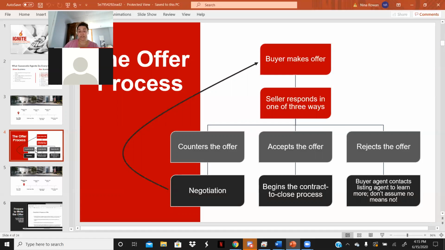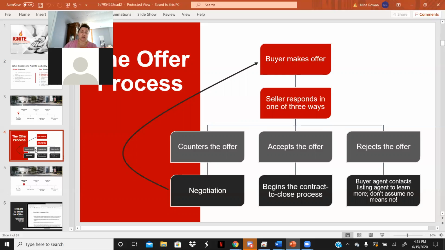Most times we have counter offers. A counter offer could be based upon dates. It could be the price. It could be deposit money. Maybe they want to see more deposit at purchase and sales, or even with the offer sometimes. So that's where the counter would be.